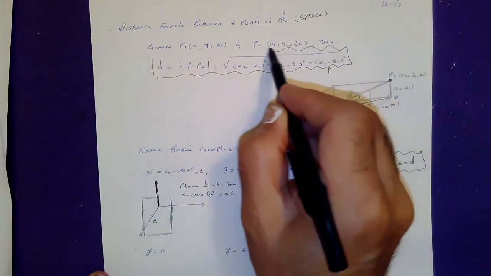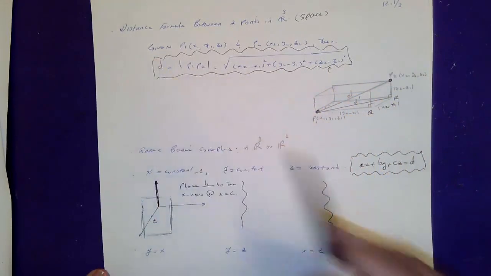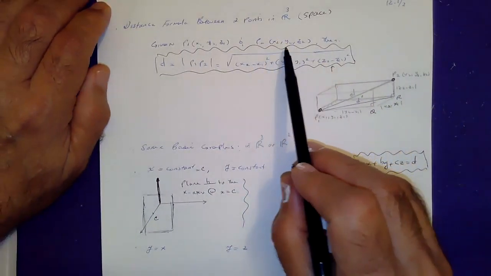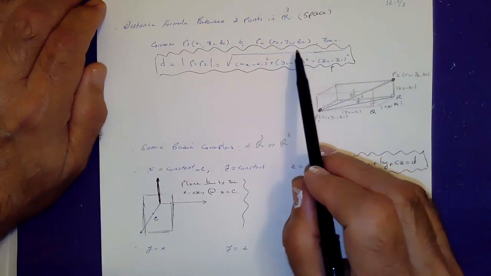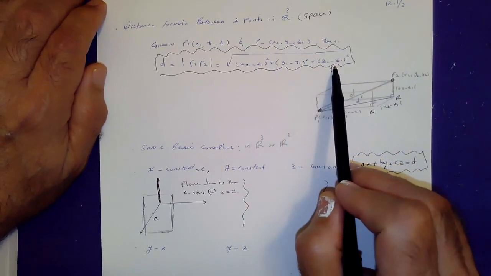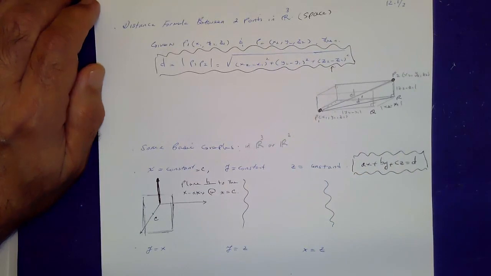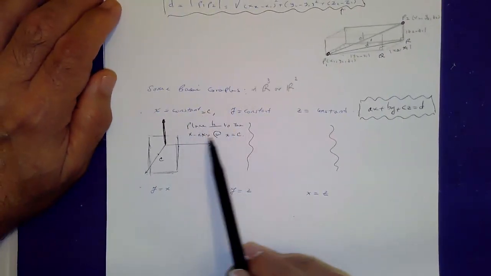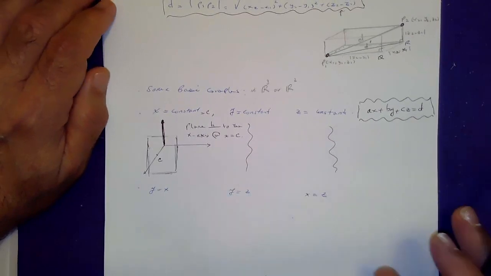So remember, the distance between 2 points in space is pretty much the same as the distance between 2 points on the floor, which is the xy plane, except now you have the z component attached to it. Let's take a look at some of the basic graphs, which we will see over and over in upcoming chapters.